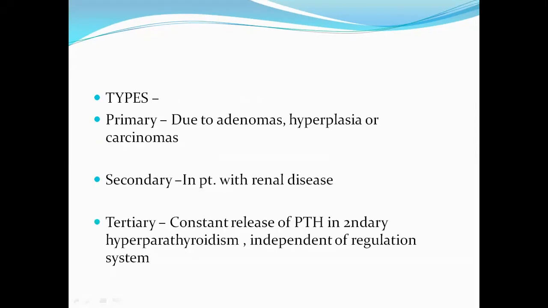Now, there are three types of hyperparathyroidism. The first one is primary. It happens when the normal mechanism of regulation by negative feedback of calcium is interrupted, or in other words, the amount of blood calcium would ordinarily signal less production of parathormone. Most of the time, this is caused by adenomas, hyperplasia, or carcinomas. So this is primary hyperparathyroidism.